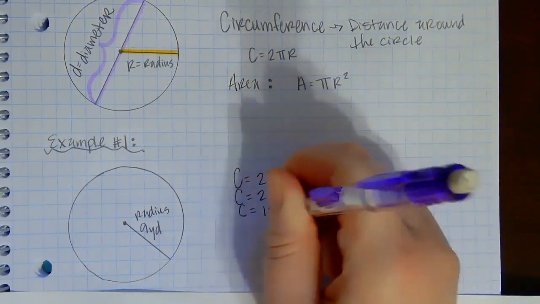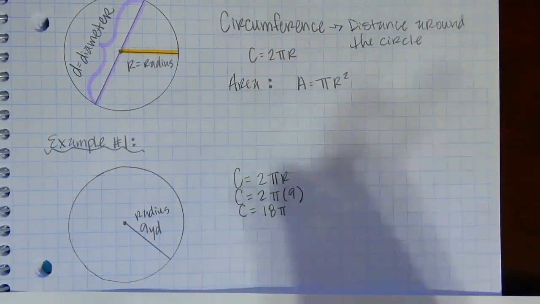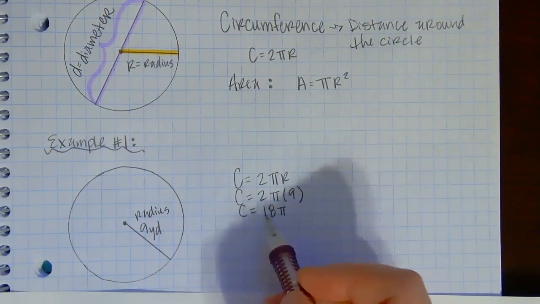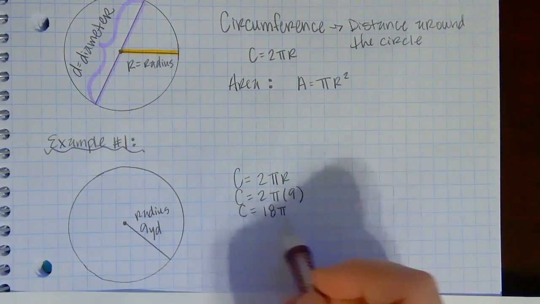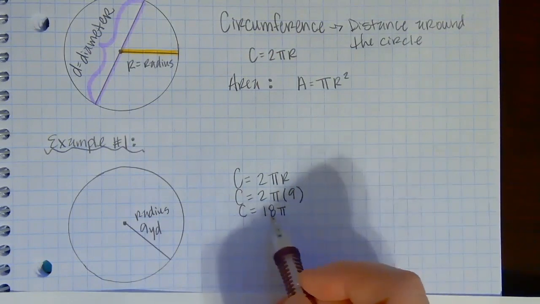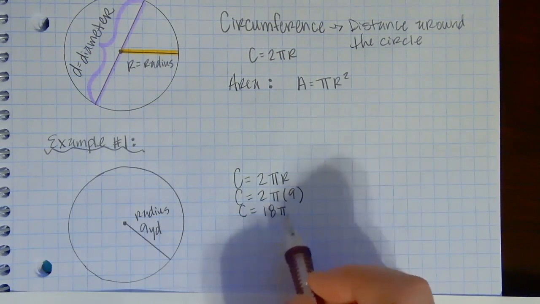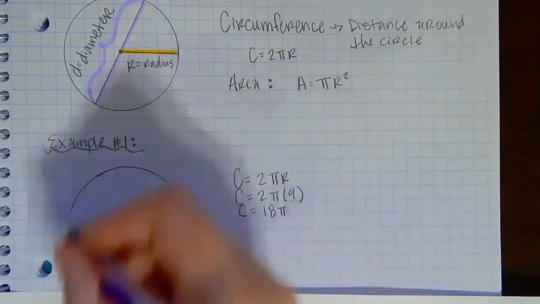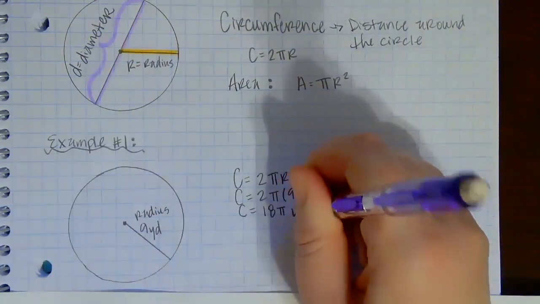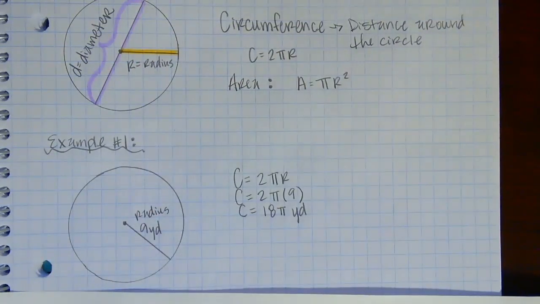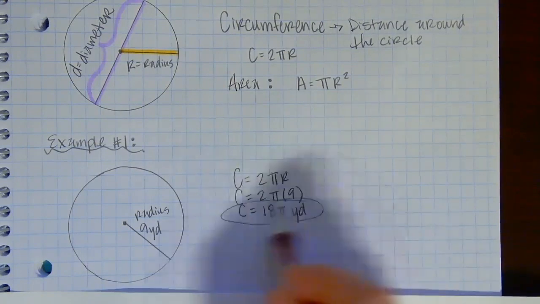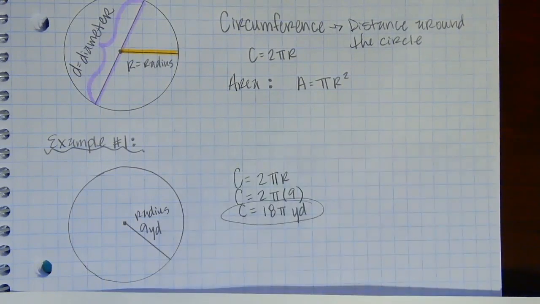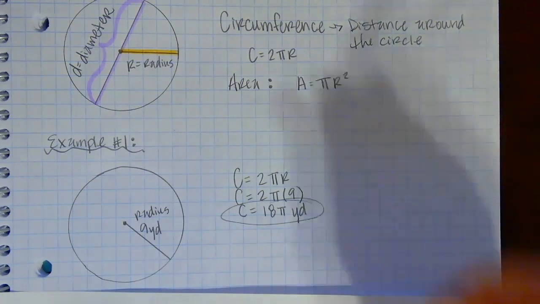C equals 18 pi. And again, I could multiply this out if I wanted to, but you don't need to. It is going to be a much larger number than 18 though. So always keep in mind that pi is part of your answer. And then this is distance around, so my units are just yards. Make sure you have units in your answers. So there's my circumference. Then I'm going to go ahead and do the area.